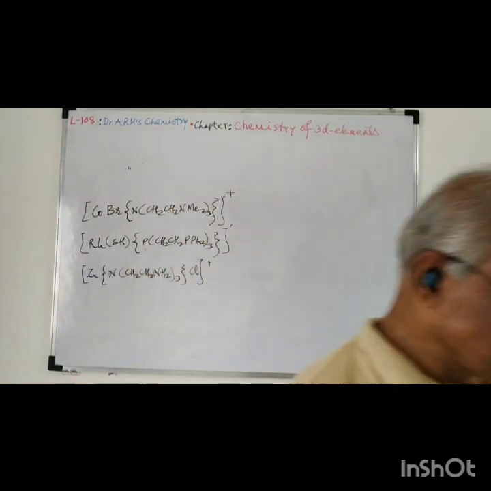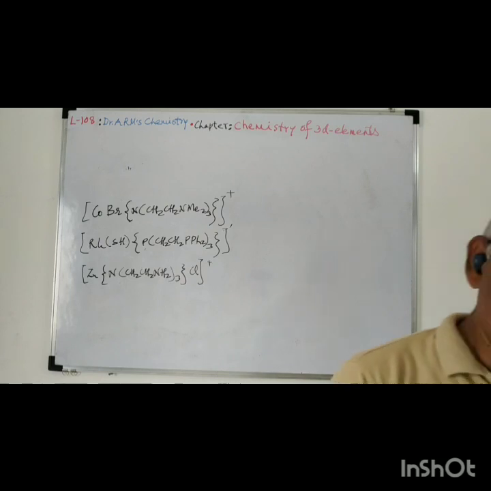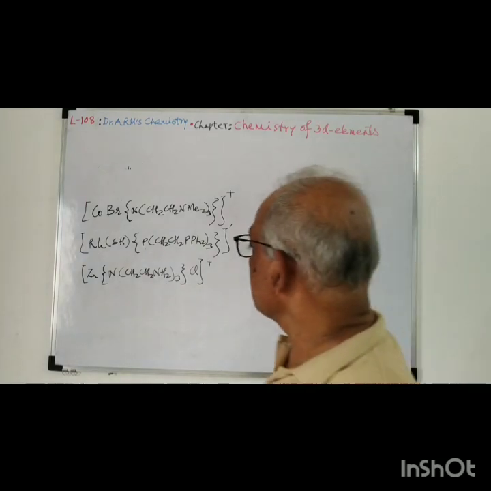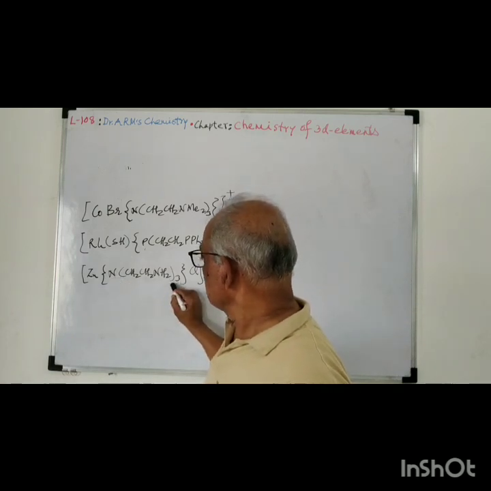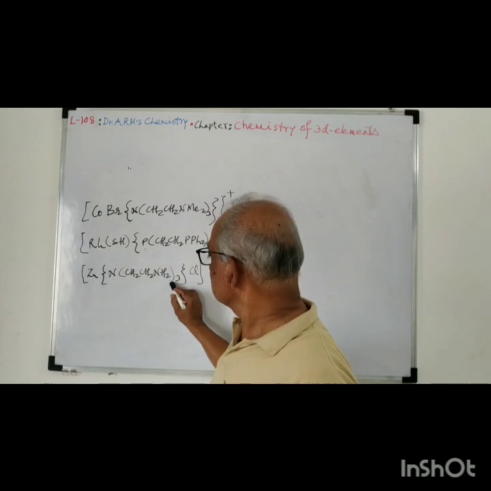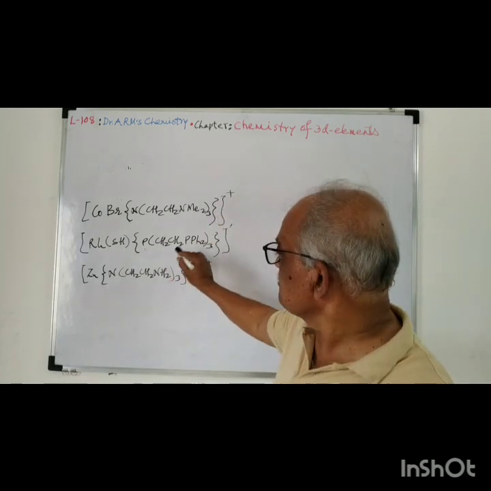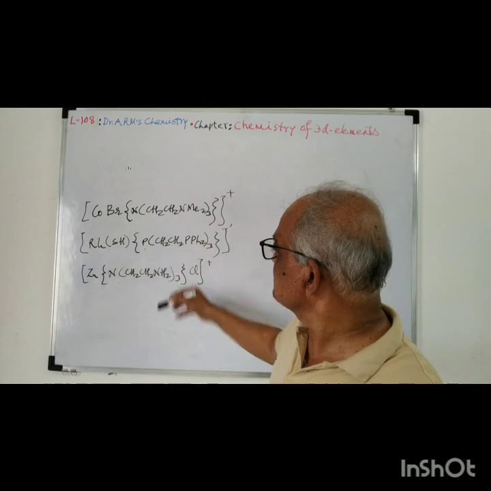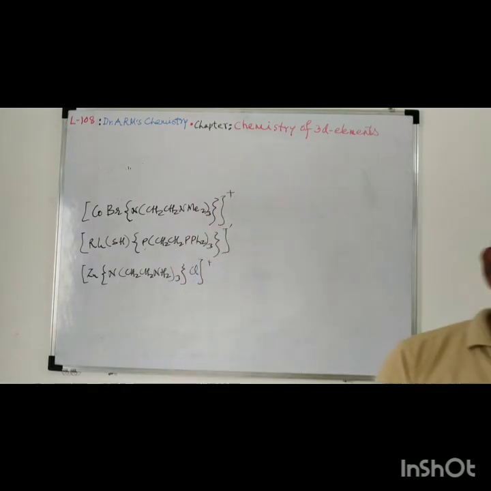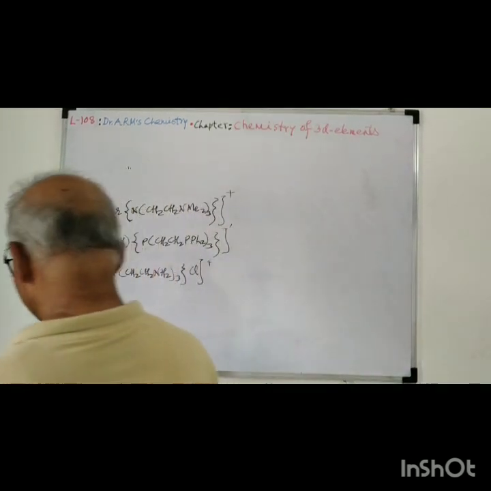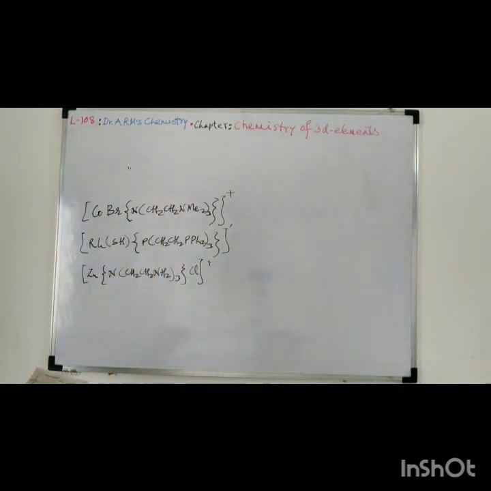So these are some examples in which we find that the polydentate amines are there, that is N. So these are amines which are of polydentate nature, means it has number of points of attachments. We can have other examples of these.